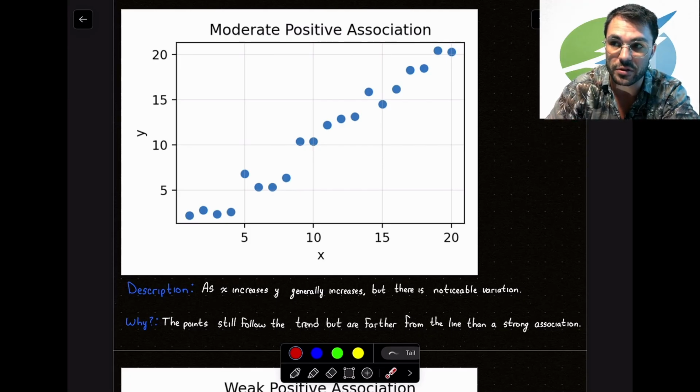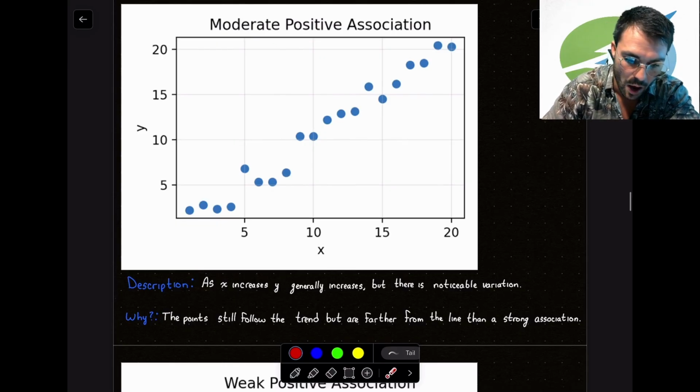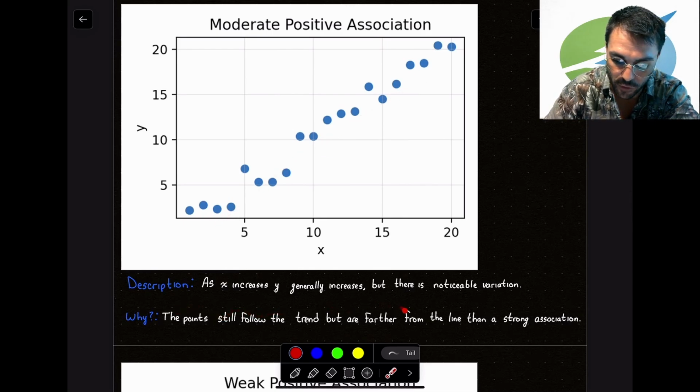What's another word I can use? Deviates from our line, for lack of a better term. How far it strays from that imaginary line. Why? The points still follow a trend, but are farther from that imaginary line than in a strong association.